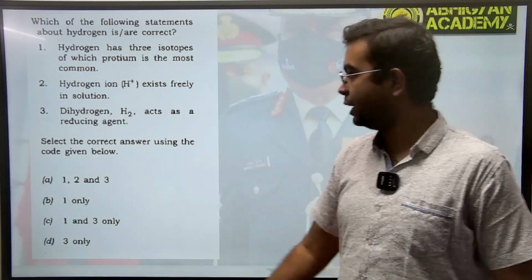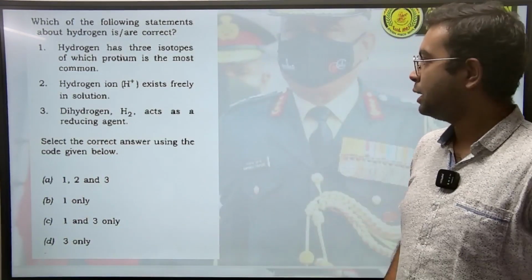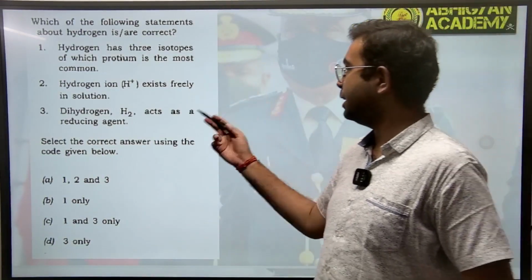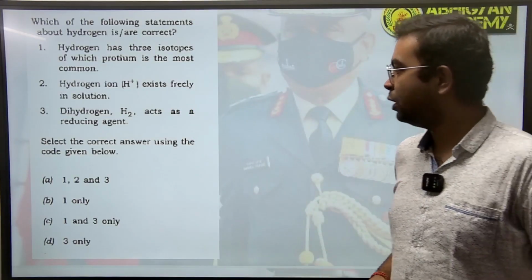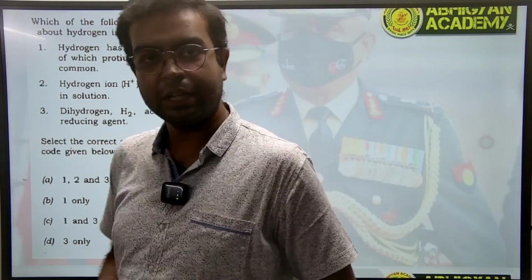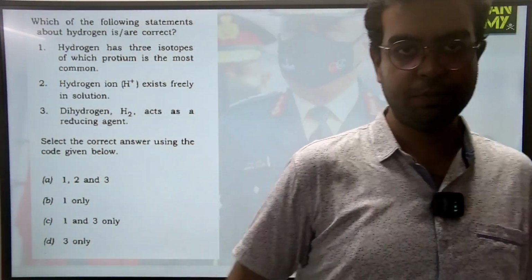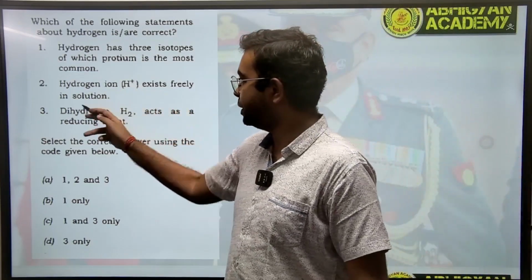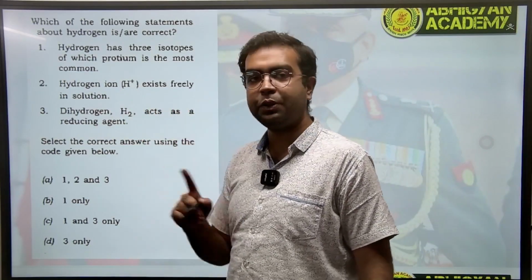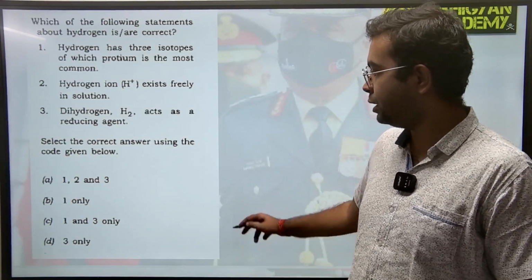If 3 is correct, your answer should be either A, C or D, not B. Now, hydrogen ion H plus exists freely in solution. Now the question arises, does it? Yes, it does. In an acidic solution, H plus ions do exist freely because it forms the hydronium ion. So 2 and 3 are correct. There is only one option in which both 2 and 3 are correct. It is option A. The correct answer is 1, 2 and 3.